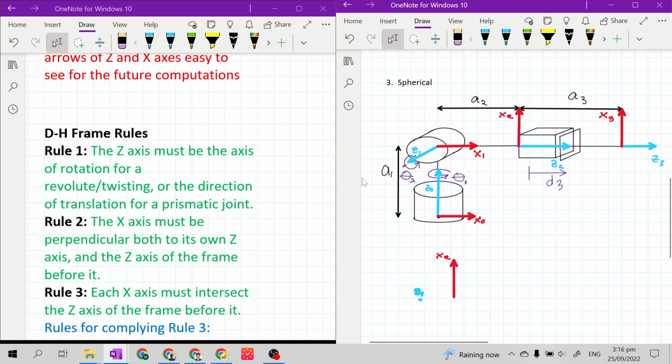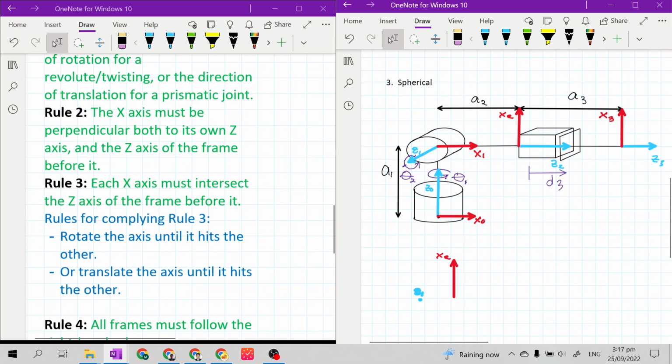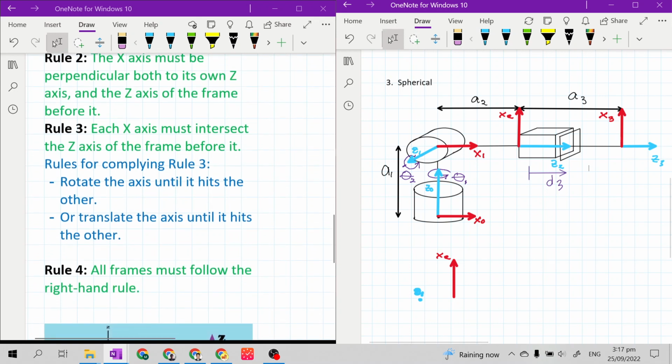If the rotation is not good, you will do the second one. So the second one is to translate the axis until it hits the other. Okay. What the second rule means is you can translate the axis sidewards, upward or downward, or frontward or backward. Okay? So we can translate it up to the origin of Z sub 1.